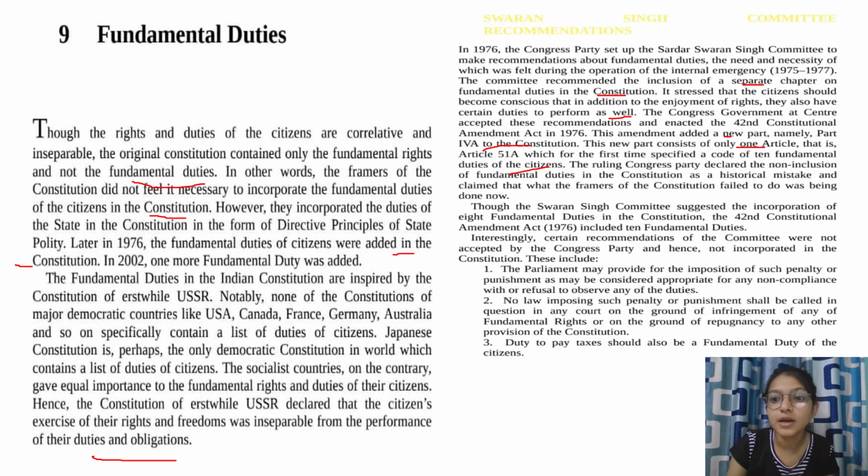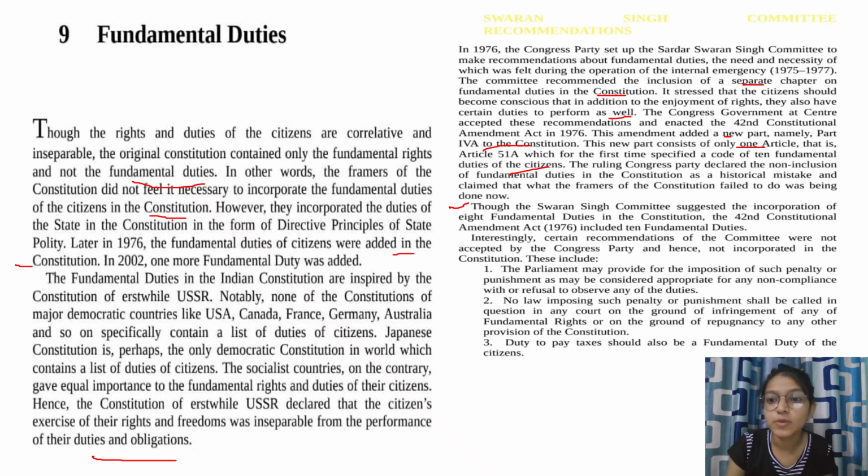The ruling Congress party declared the non-inclusion of fundamental duties in the Constitution as a historical mistake and claimed that what the framers of the Constitution failed to do was being done now. So the then government said that it was the mistake of the constitutional framers to not add such an important topic in our Indian constitution, but the mistake would be corrected right now by incorporating fundamental duties in our Indian constitution. Though the Swaran Singh committee suggested the incorporation of 8 fundamental duties in the constitution, the 42nd Constitutional Amendment Act included 10 fundamental duties. So they only suggested 8, but later it was made 10 and then incorporated in the Indian constitution.